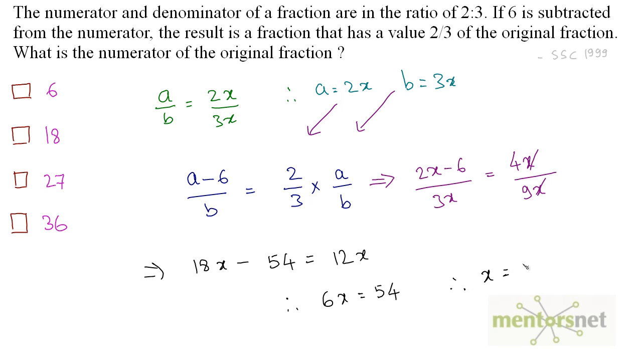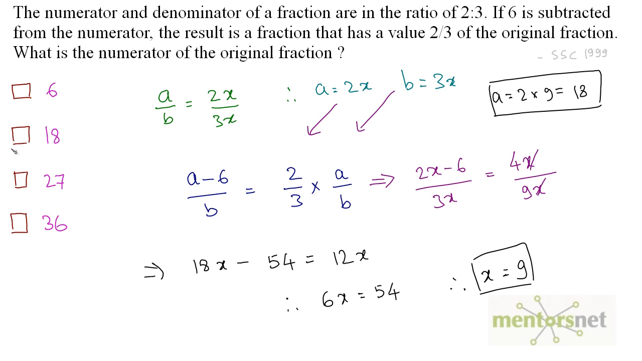Therefore, x's value is 9. 6 9s are 54, so x is 9. We can find out the value of the numerator. The numerator is a, which is 2x. So 2 times 9, and therefore a is equal to 18. 9 2s are 18. So the numerator is 18.